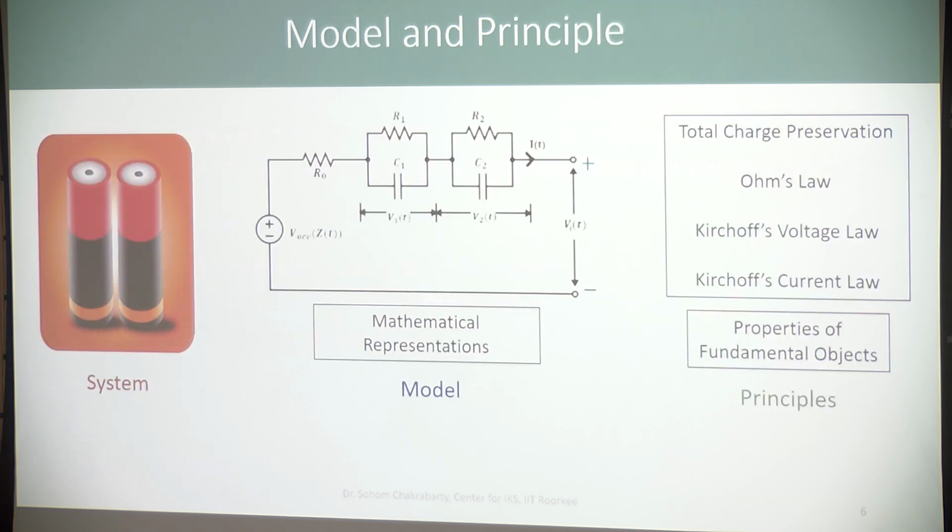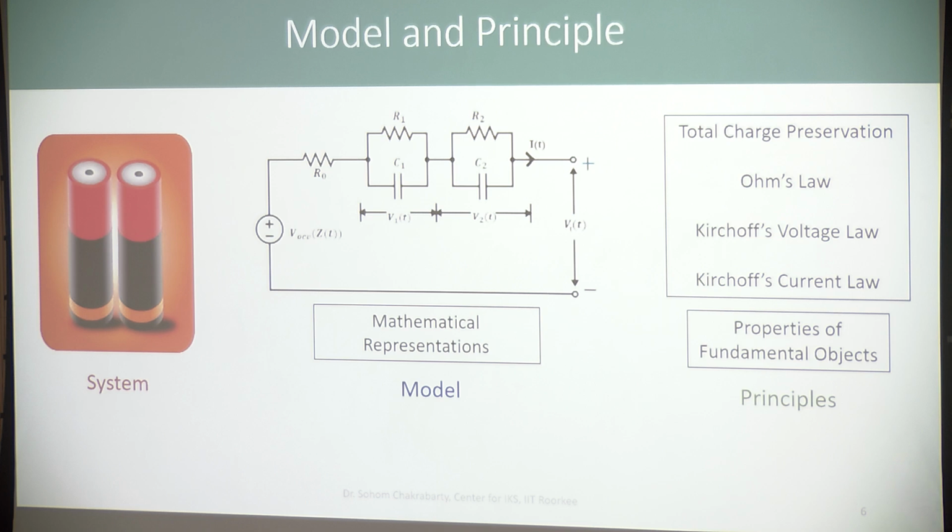This is just a slide to give us an idea of what we mean by these different things. So a system or phenomenon, the actual thing which is there, here is an example, a battery. Now the battery can be represented by this equivalent circuit model. People who work with batteries may know this model. This is the equivalent circuit model. The battery does not have this circuit inside.